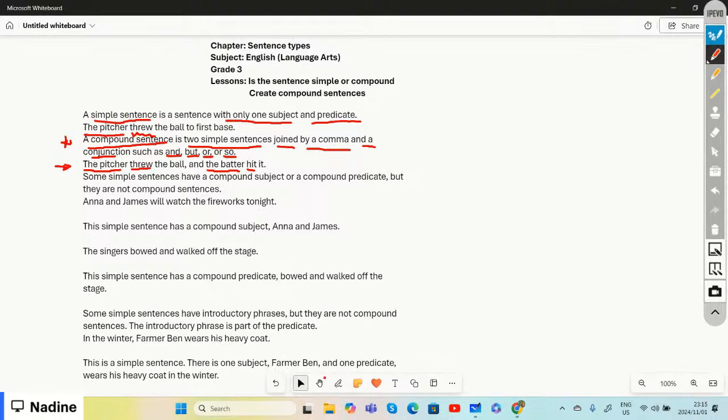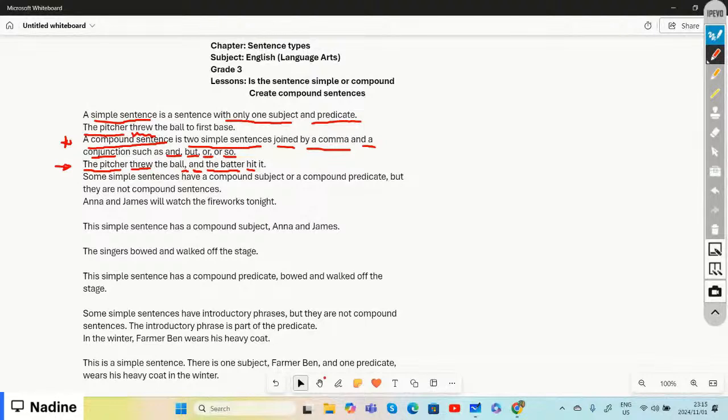So that is two simple sentences. Remember, a simple sentence has a subject and a predicate. So this is two simple sentences joined with a comma as well as a conjunction, and we use the conjunction and to join those two simple sentences.